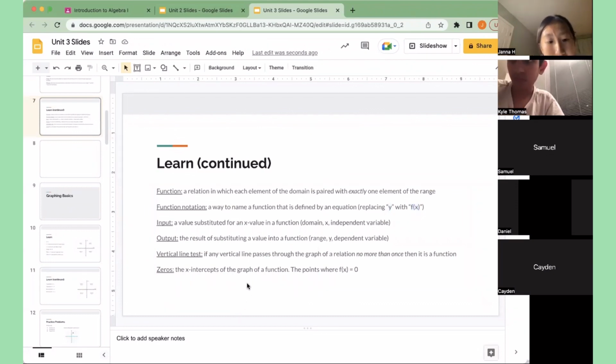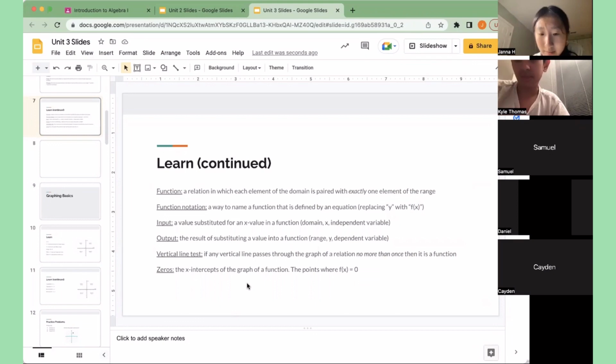Vertical line test, and we'll do this in a second. If any vertical line passes through the graph of a relation no more than once, then it is a function. But if it was a circle, a vertical line would intersect it in 2 points, and that would mean it's not a function.